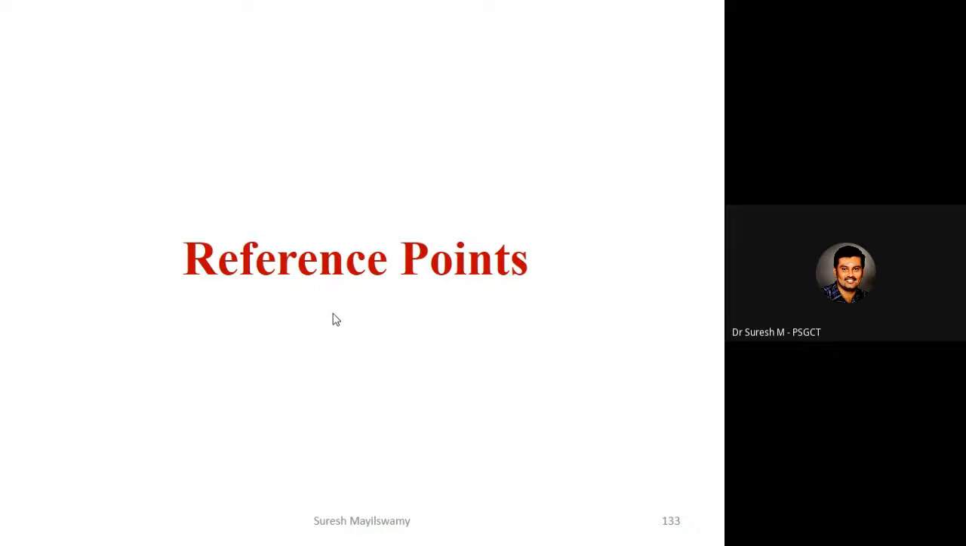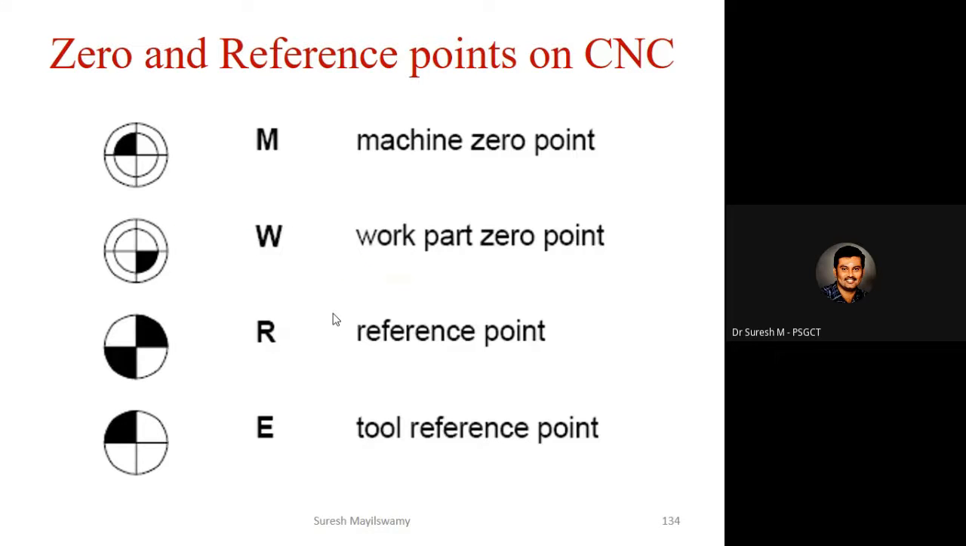Also, we have a reference 0 and reference points on CNC machines. So we have 4 reference points in a CNC machine. Obviously, the programmer will use only 2 reference points, and the manufacturer will fix the other two reference points. So the machine 0 point is considered as M, the work 0 point is considered as W, the reference point for the tool is considered as R, and the tool reference point is considered as E.